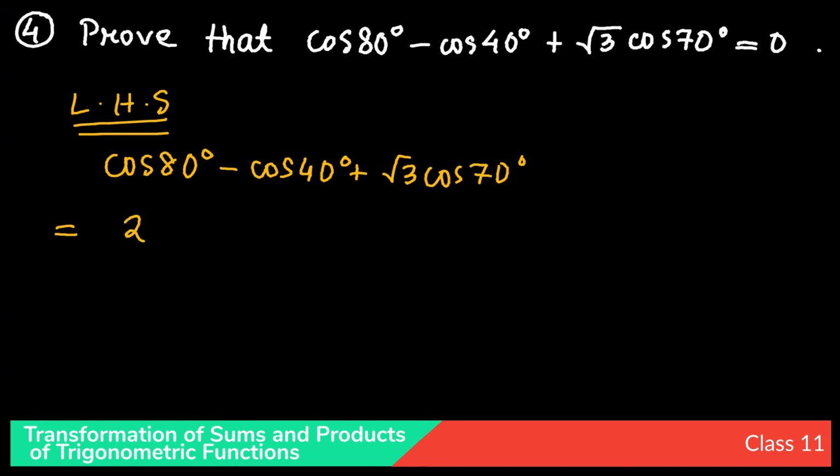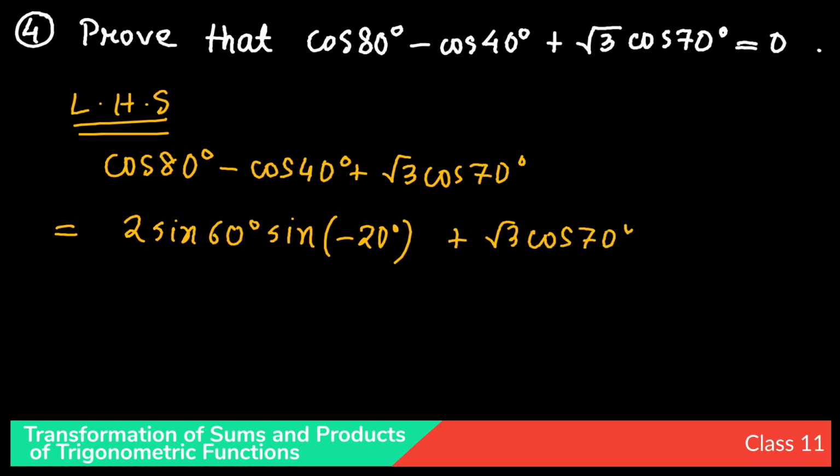It is 2 sine C plus D by 2. C plus D by 2 means actually here 80 plus 40 by 2. That means 120 by 2. That means 2 sine 60 degree into sine of D minus C by 2. Okay, so D minus C by 2 means 40 minus 80 by 2. That means it is minus 20. Sine of minus 20 plus we have root 3 cos 70 degree.